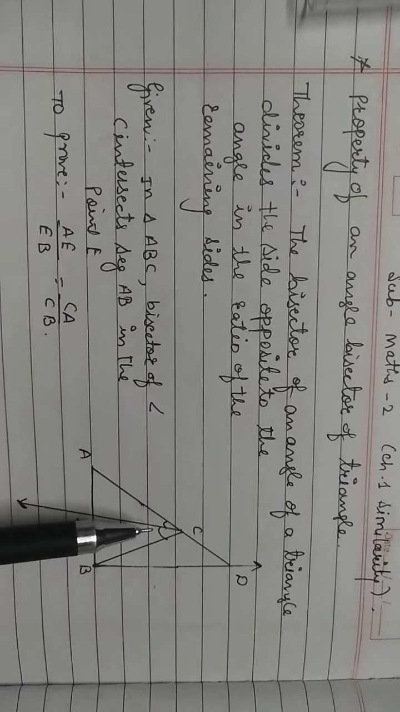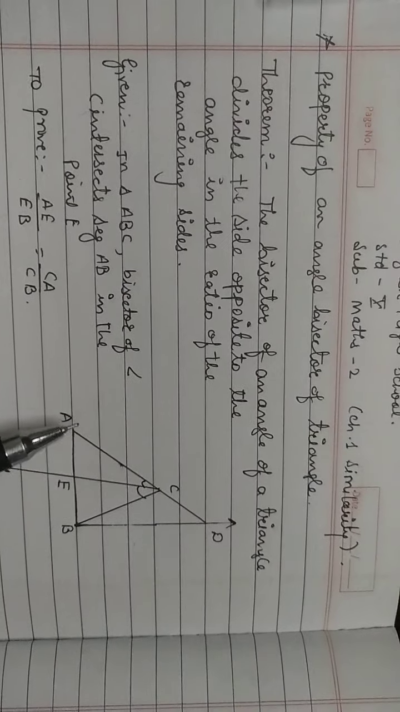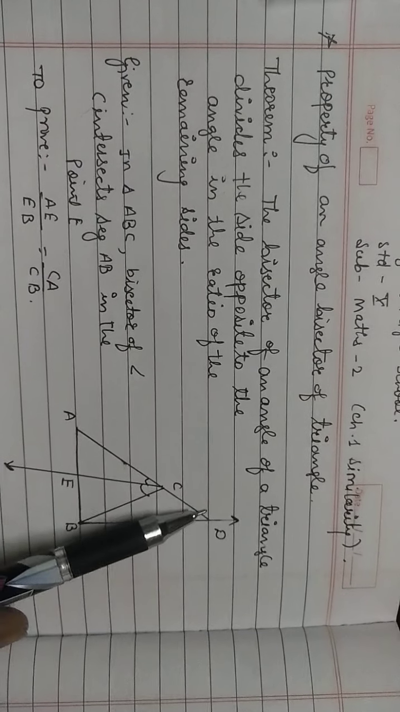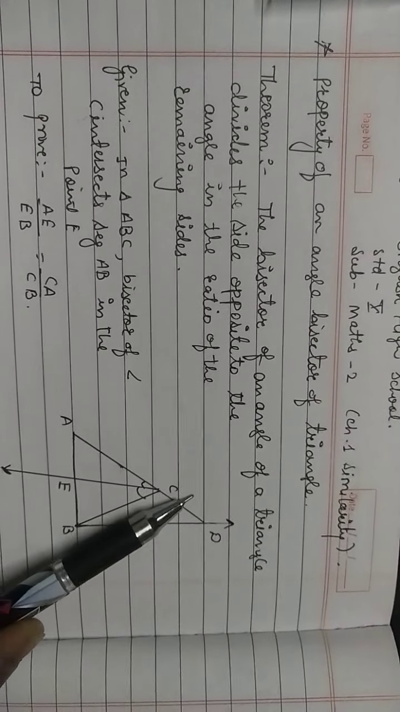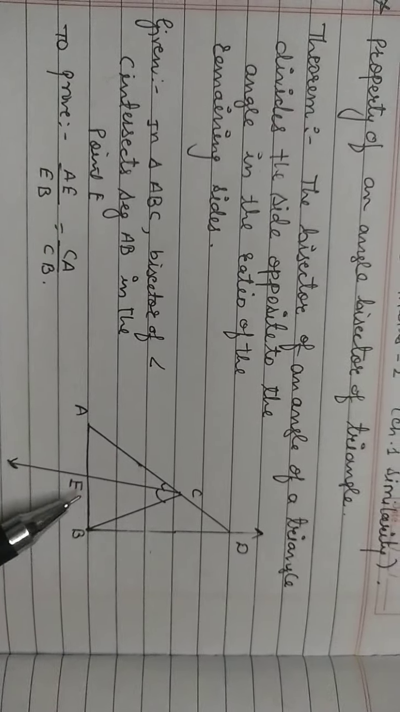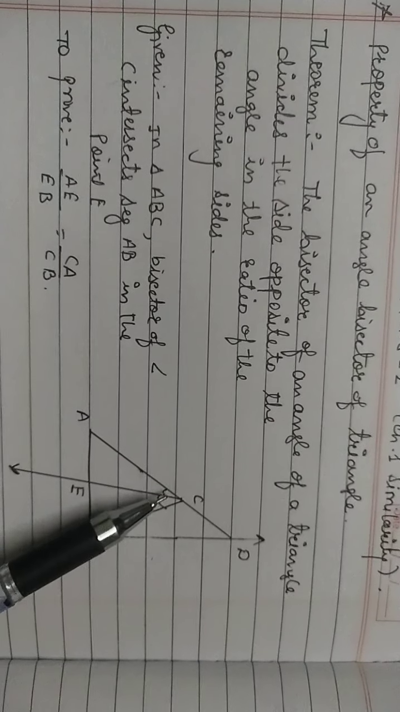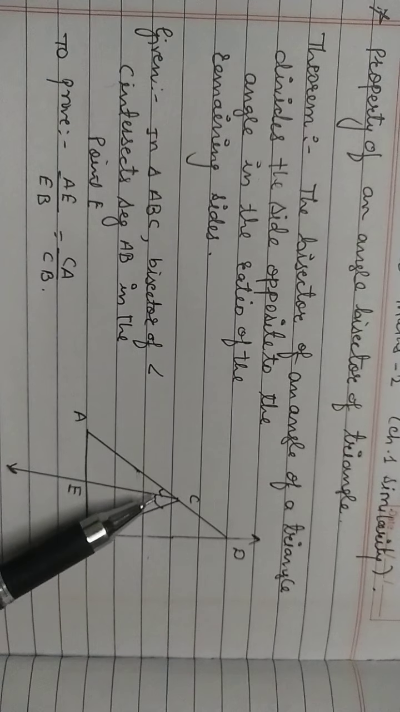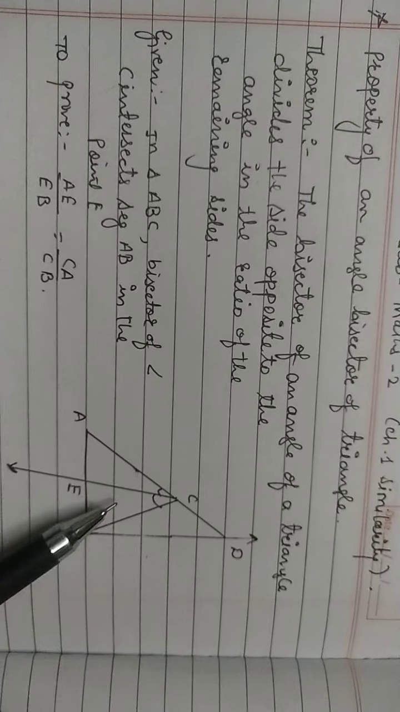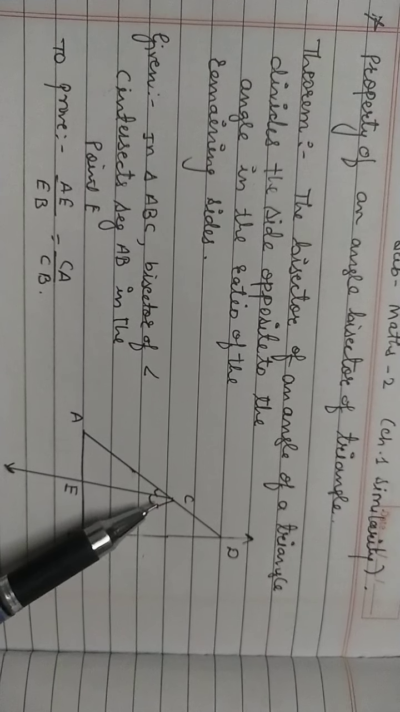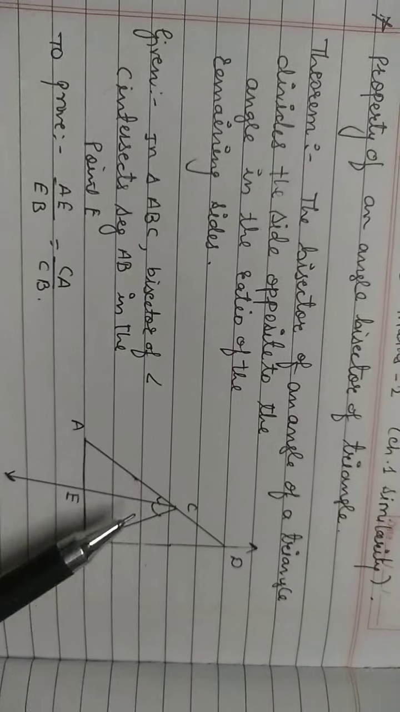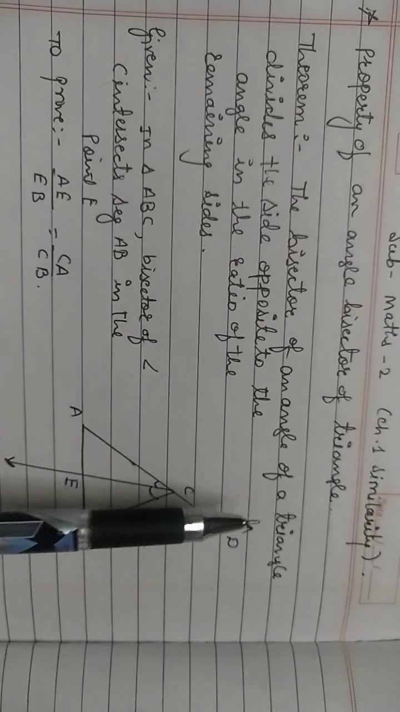Now you can see triangle ACB. Just concentrate on triangle ACB, where CE is the angle bisector of angle C. It divides the main angle C into two equal angles, that is ACE and BCE, and it intersects the opposite side of that angle, that is AB, at point E.